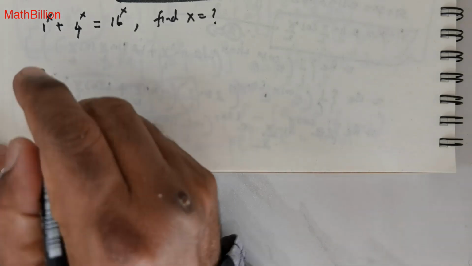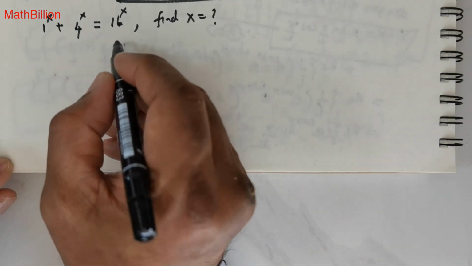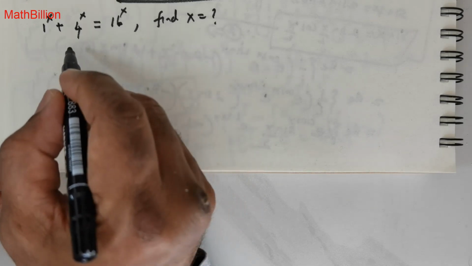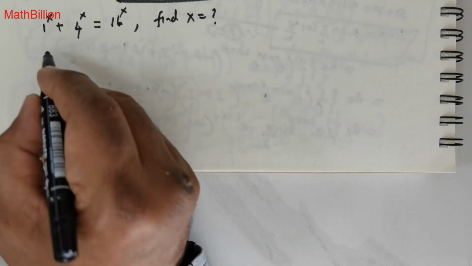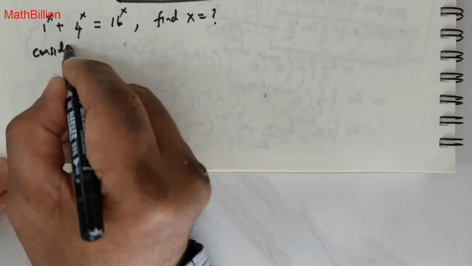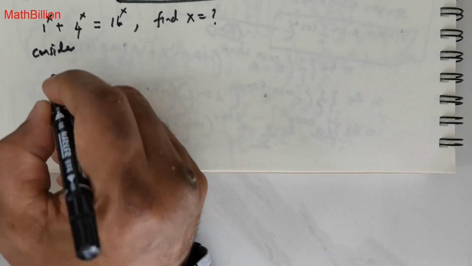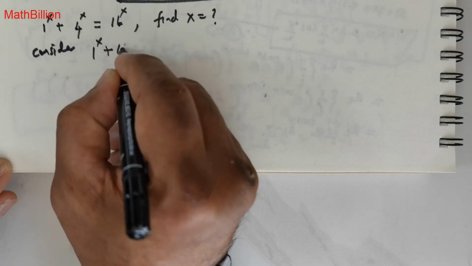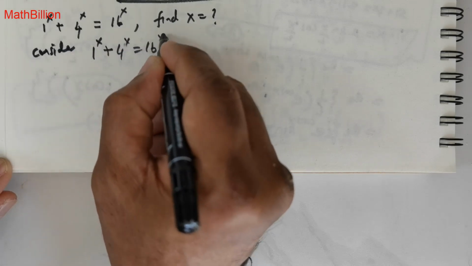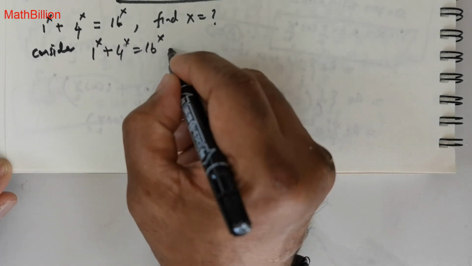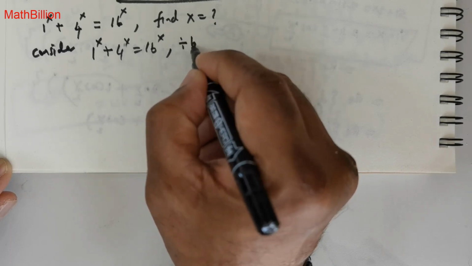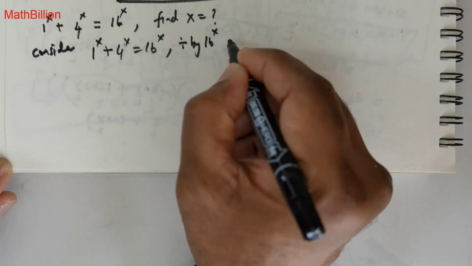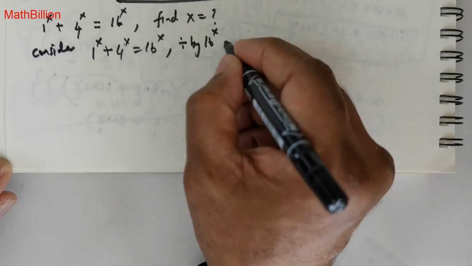So I mentioned that, let me move on. First, what I wish to do is consider the system. Let me write that down. This is the question, so you need to start the answer with the word consider: 1 raised to the power of x plus 4 raised to the power of x is equal to 16 raised to the power of x. Then I wish to divide by 16 raised to the power of x on both sides.